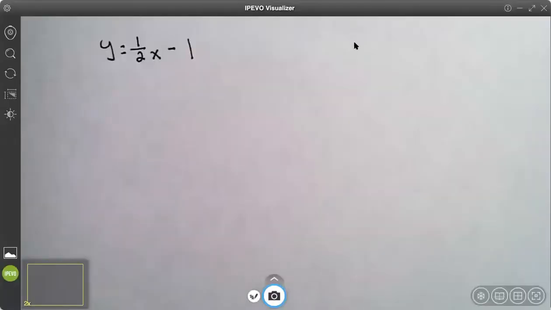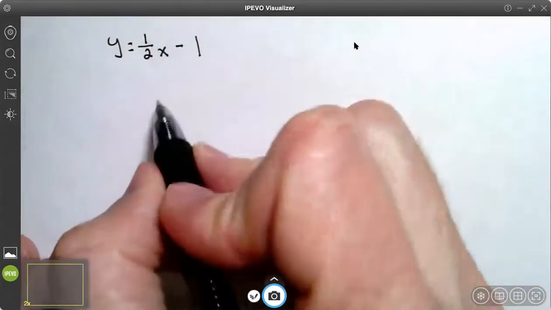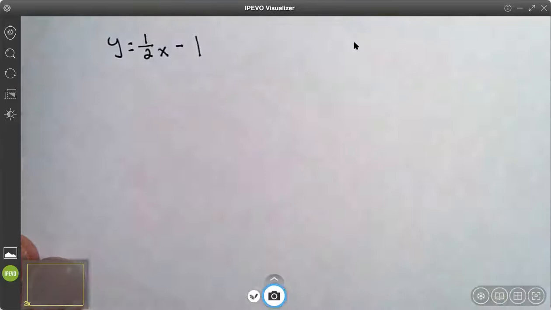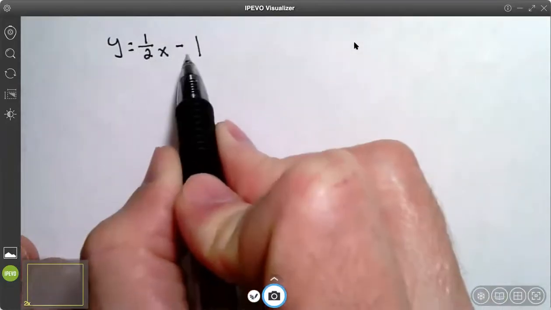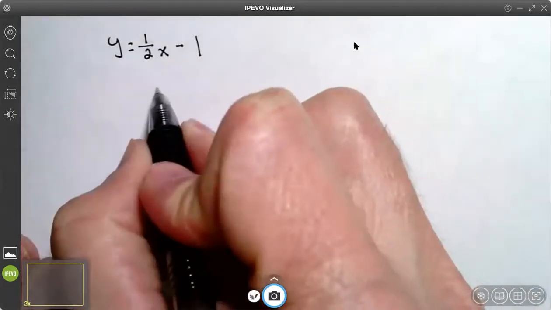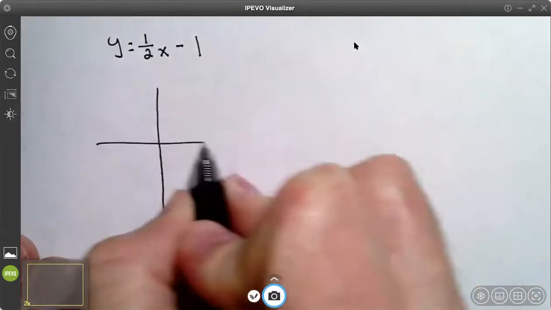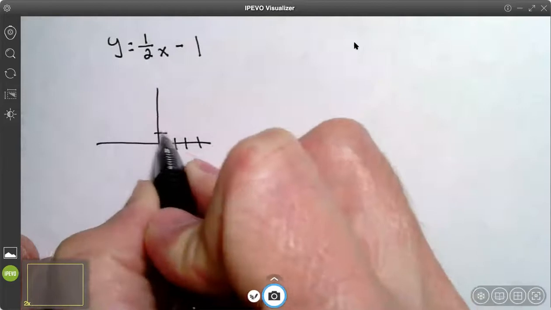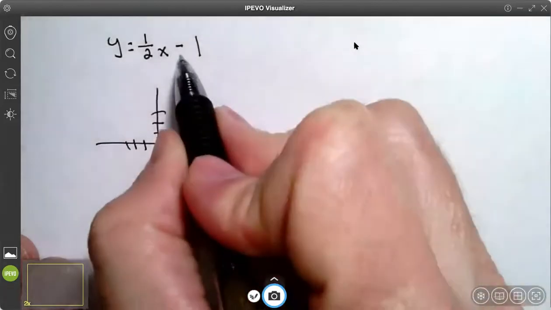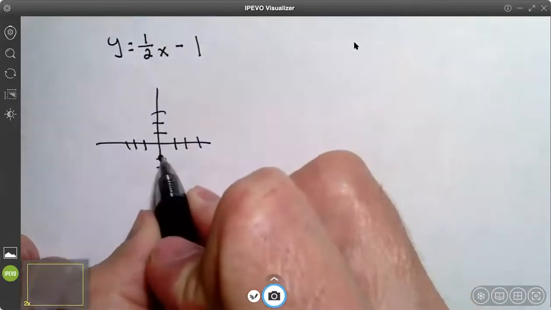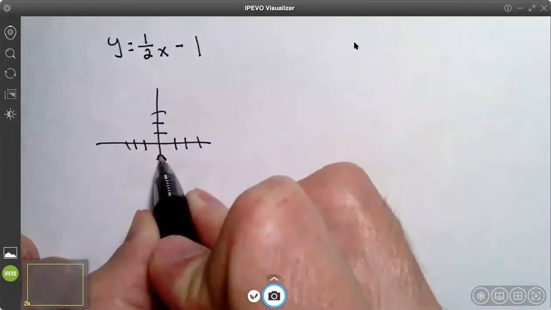I'm going to graph several examples for you. I'm only going to do one without graph paper just to show you that you can do it without graph paper. Here I have the equation y equals 1/2 x minus 1. My slope is 1/2, rise 1, run 2. My y-intercept is -1. If you don't have graph paper, just real quick, let's go maybe 3 in each direction. My y-intercept is -1, so I find my y-intercept of -1.